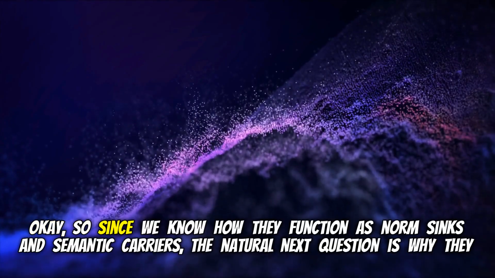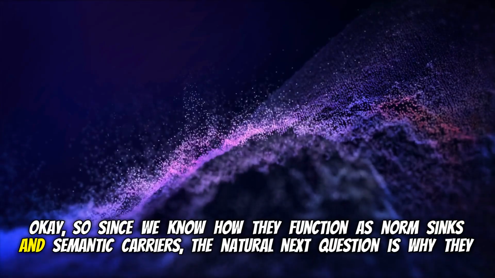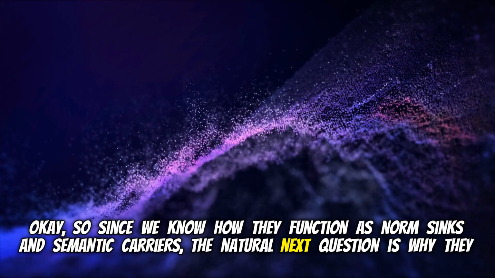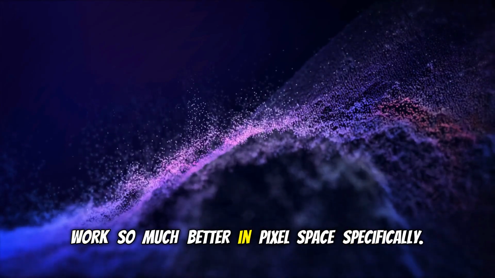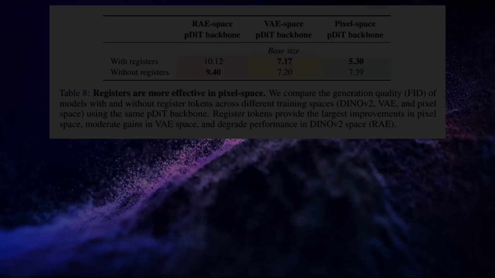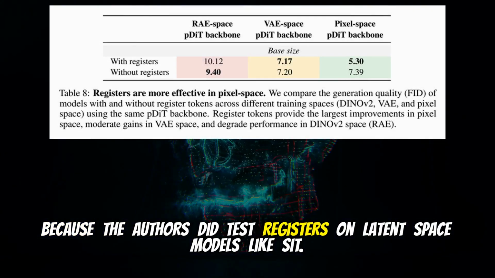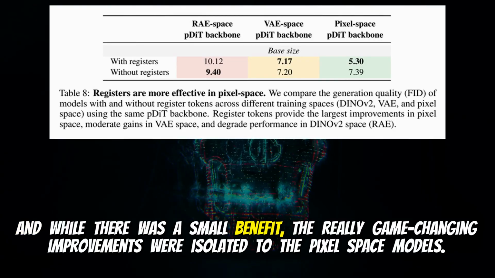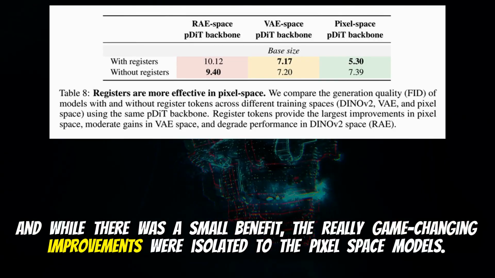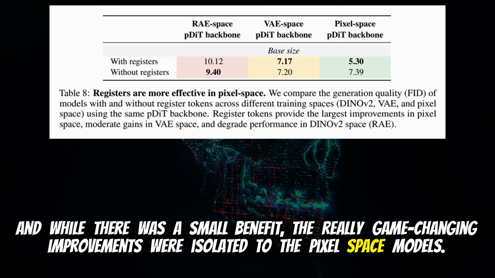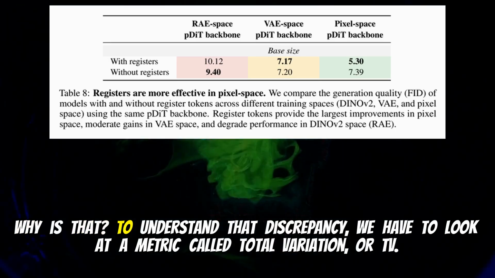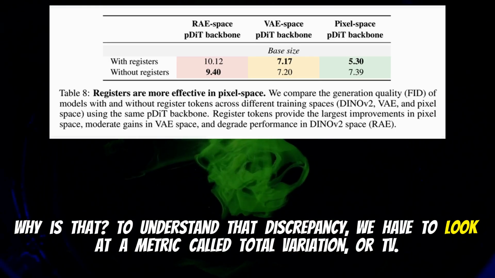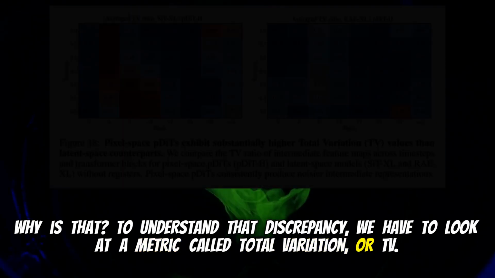Okay, so since we know how they function as norm sinks and semantic carriers, the natural next question is why they work so much better in pixel space specifically. Because the authors did test registers on latent space models like SiT, right? They did, yeah. And while there was a small benefit, the really game-changing improvements were isolated to the pixel space models. Why is that? To understand that discrepancy, we have to look at a metric called total variation, or TV.